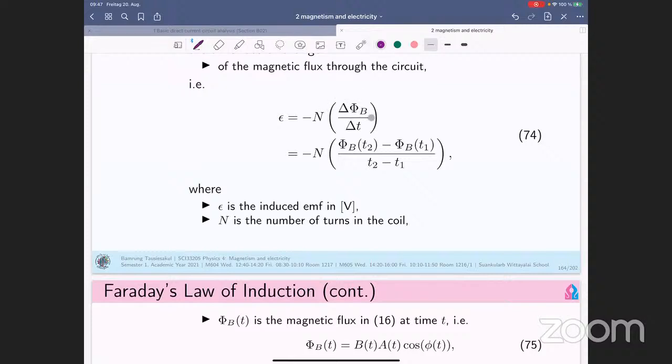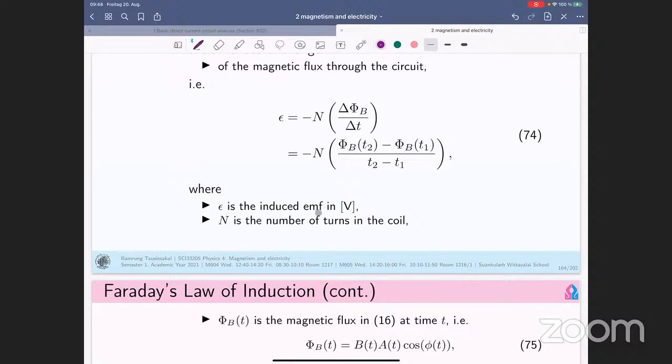Delta stands for the difference, right? So there are two states, two times of measurement: the starting time and the final time, T1, T2. And delta T is T2 minus T1, the difference of time observation. And that's it.